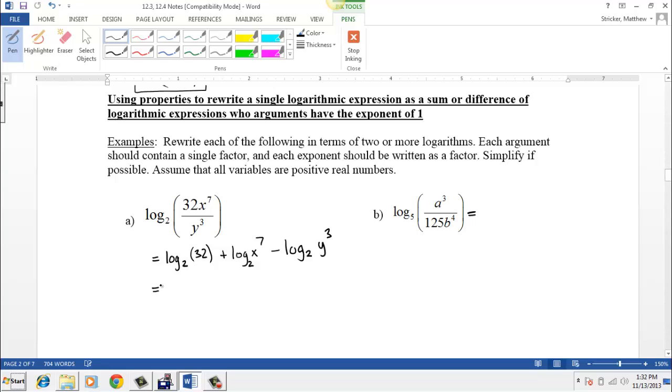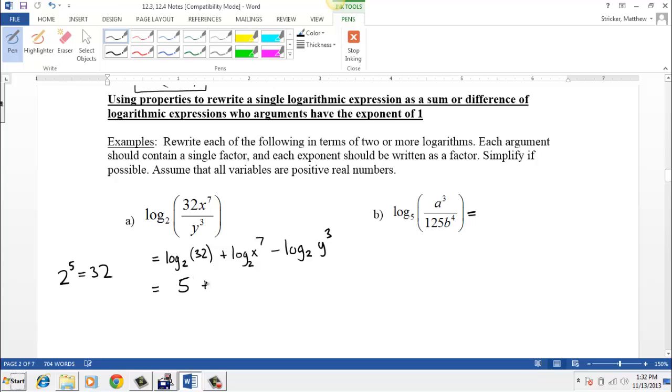And then just simplifying here, 2 to what power is 32? Well, 2 to the 5th power is equal to 32. So log base 2 of 32 is equal to 5. It's the exponent that we raised 2 to get 32.